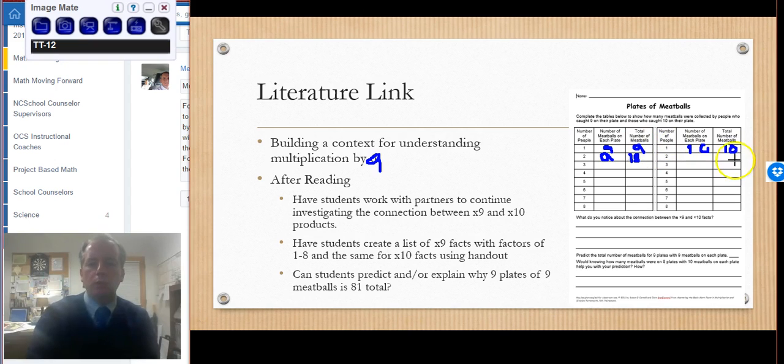Well, 10 is one more than 9. That's interesting. And if they have 10 meatballs on their plate, and there are 2 people, then that's going to give me 20. Well, 20 is 2 more than 18, and 30 is going to be 3 more than 27. So then we're asking them to notice, what do they notice about the connection, and see if they can start owning a little bit of this information for themselves.